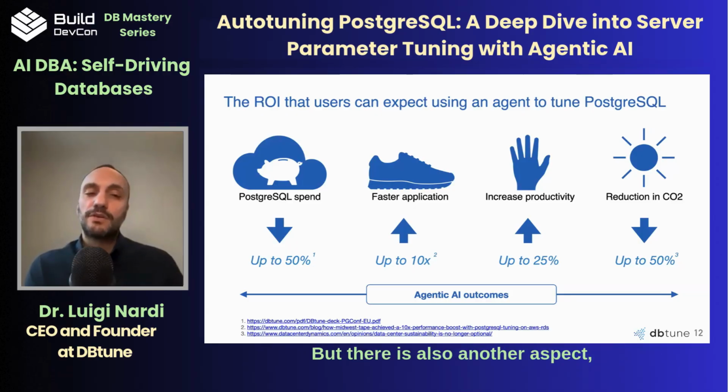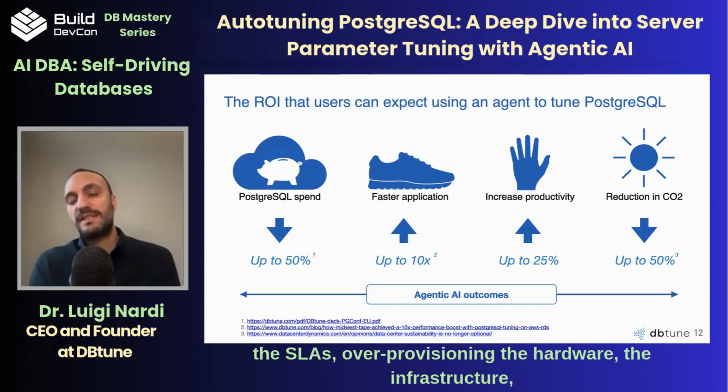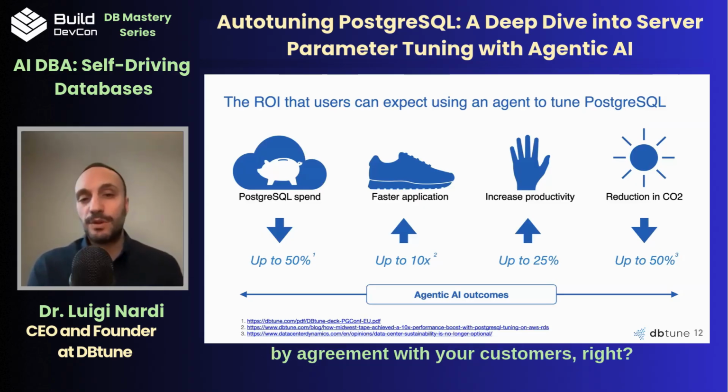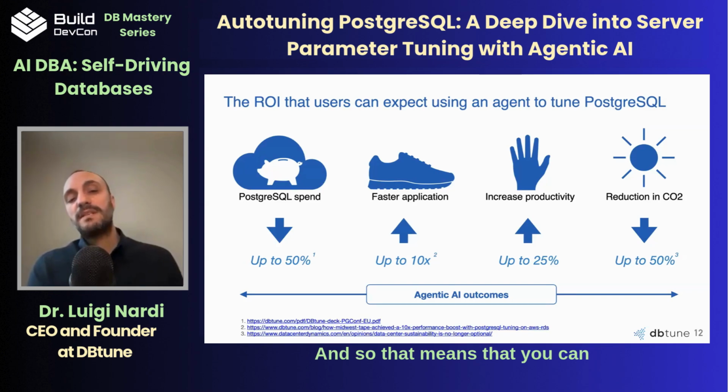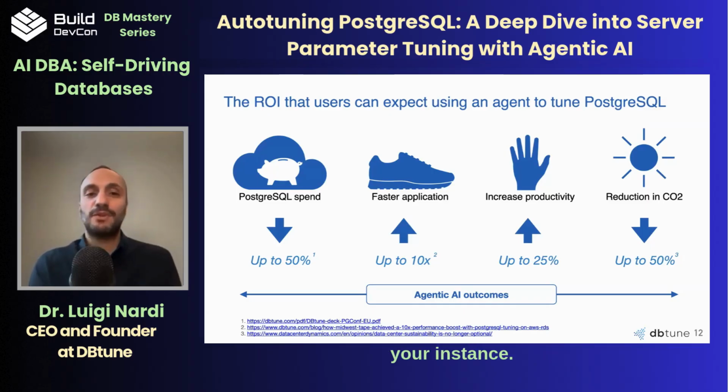But there is also another aspect, which is if you optimize your Postgres database, this basically means that you don't need to over-provision to deliver the SLAs, over-provisioning the hardware, the infrastructure, to deliver on the SLAs that you have by agreement with your customers, right? And so that means that you can then right-size your instance, and this very often means that you can literally halve your instance.